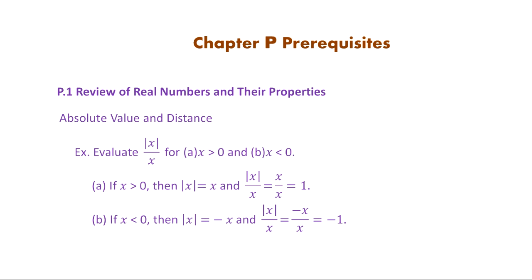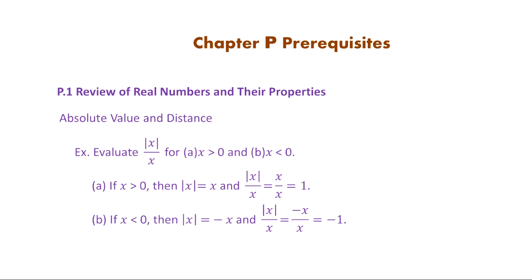Does anybody agree with me? Yes, sir. Any questions? So x over x equals 1. You cancel the x, right? 2 divided by 2 is 1, isn't it? Okay. If there's any question, let's talk about the case when x is negative or less than 0.